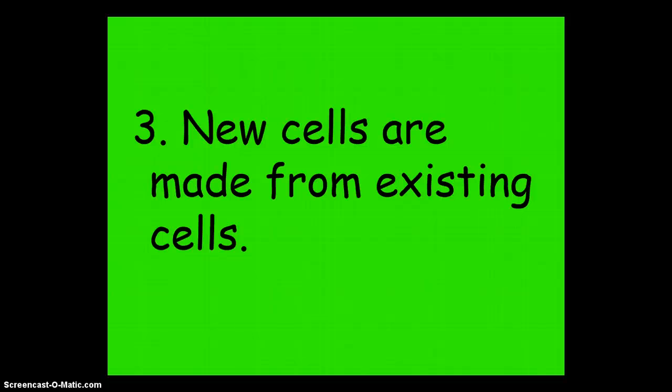Well, somebody did an experiment, and they took a piece of meat and left it out, and then they took a piece of meat and put it in a screen structure, and what they found was that the meat that was uncovered developed maggots, and the meat that was covered never developed the maggots. So that helped them realize that life comes from pre-existing life, and cells come from pre-existing cells. Those are the 3 parts of the cell theory. You have to know those.